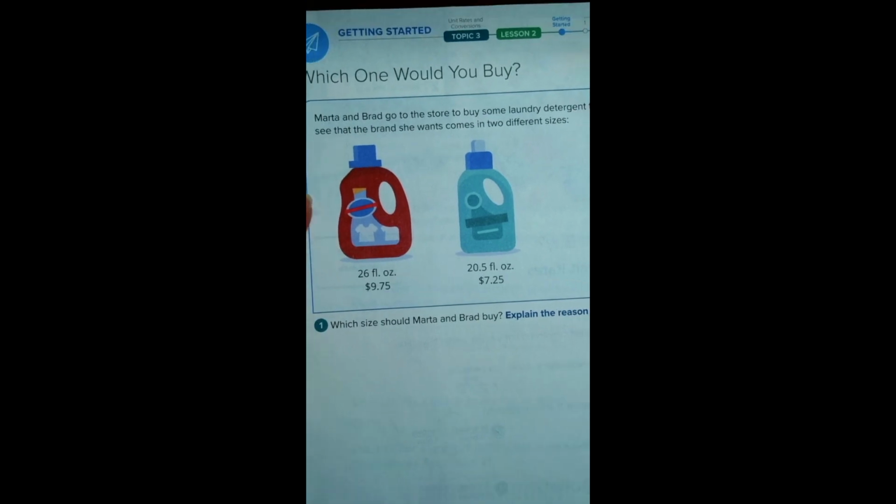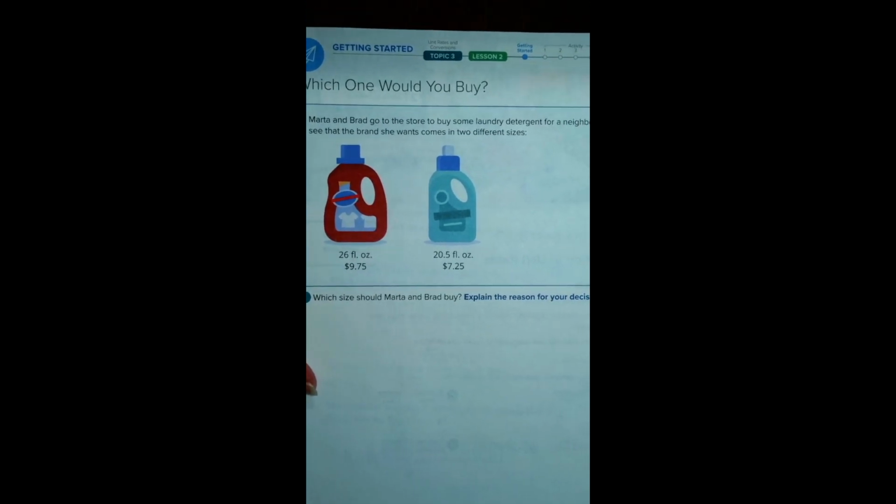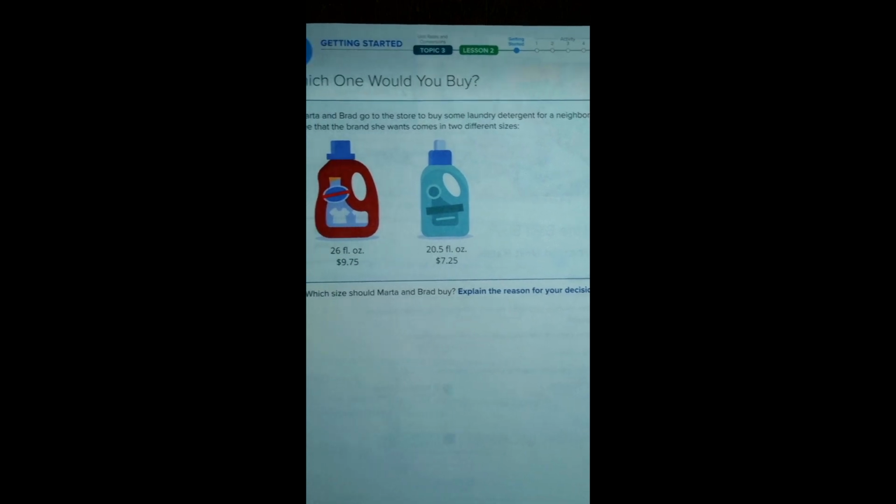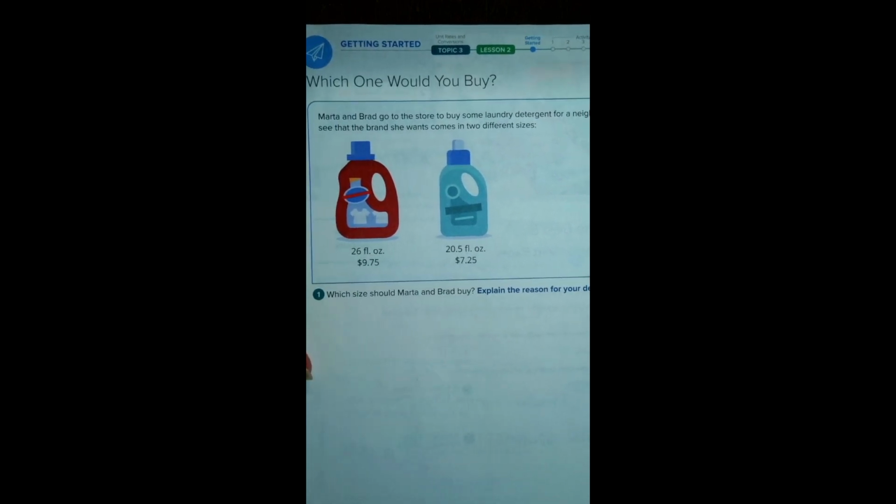It says, which one would you buy. So you go to the store. Marta and Brad go to the store to buy some laundry detergent for a neighbor. They see that the brand she wants comes in 2 different sizes. And it says, which should Marta and Brad buy? And explain your reasoning.